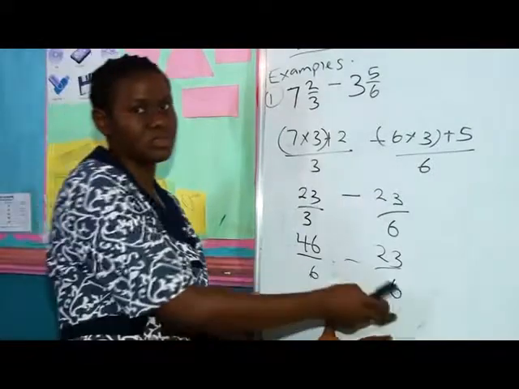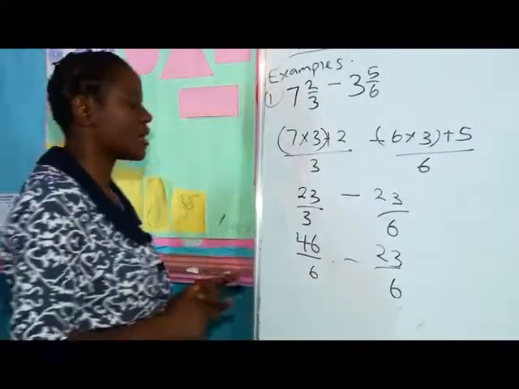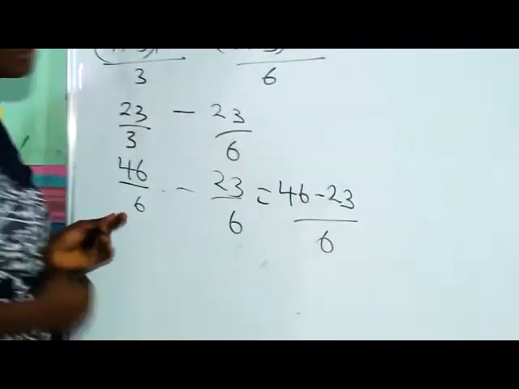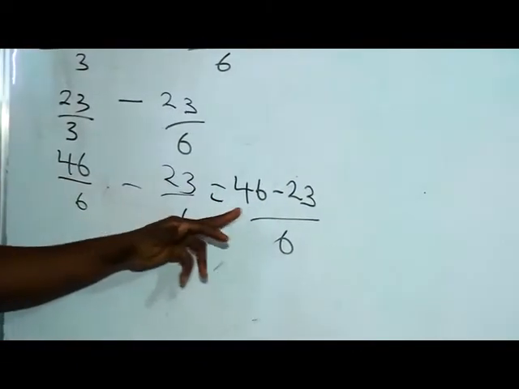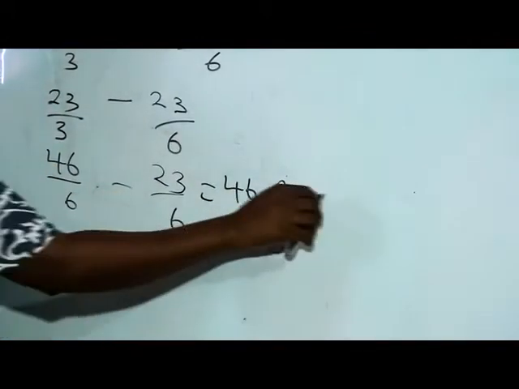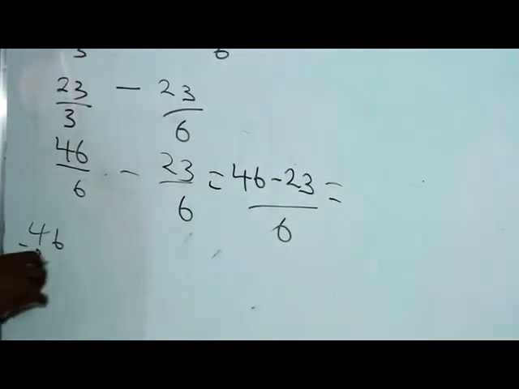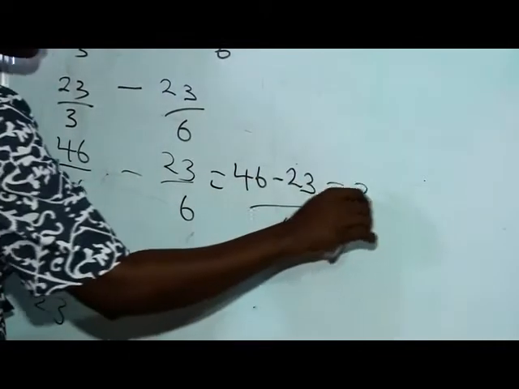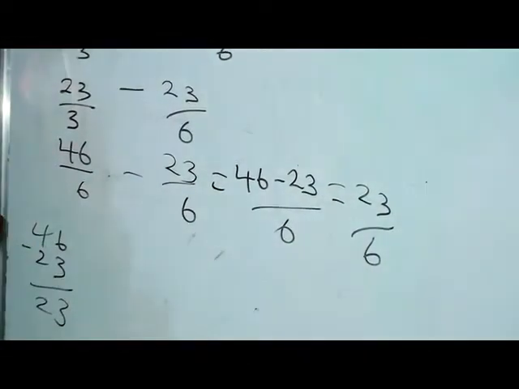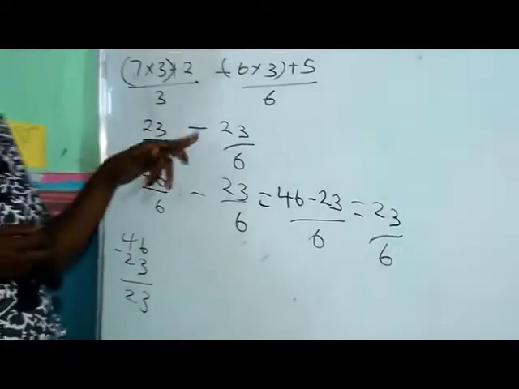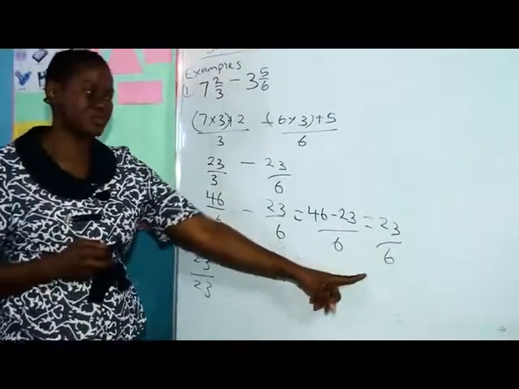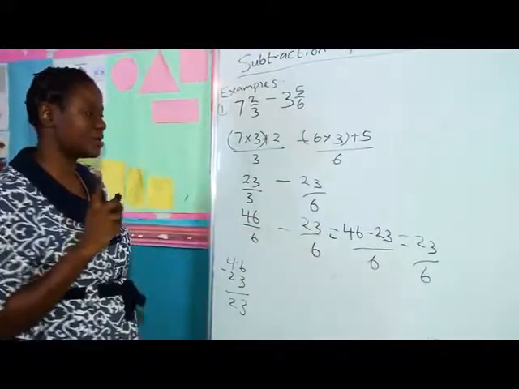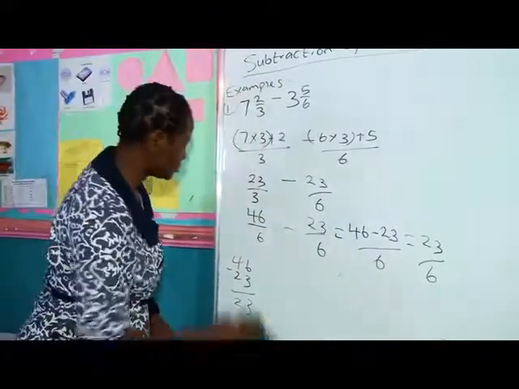Now both denominators are the same, so I could just do this: 46 minus 23, all over 6. 46 minus 23 should give me 23. 6 minus 3 is 3, 4 minus 2 is 2. So this is 23 over 6. So 23 over 3 minus 23 over 6 gives me 23 over 6. It is an improper fraction, so I need to change it back to a mixed fraction.